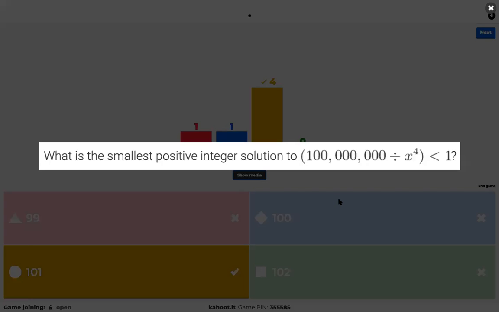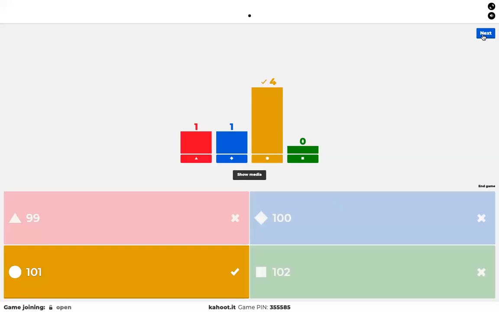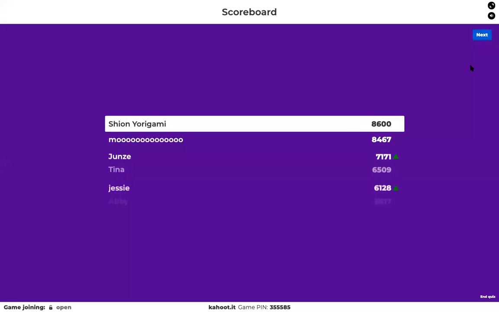Okay, 4 people got it right. Nice. Well, we want to make it less than 1, and then 100 to the 4th power is equal to 100 million. So we have to make x bigger, and then it's just 101. Shion Yorigami is still on top.